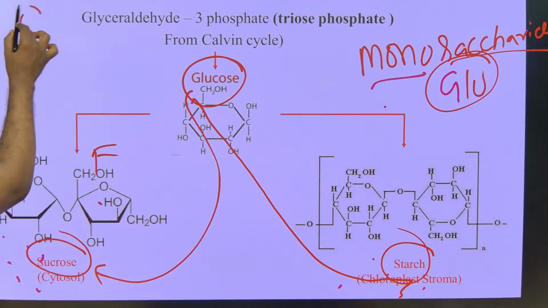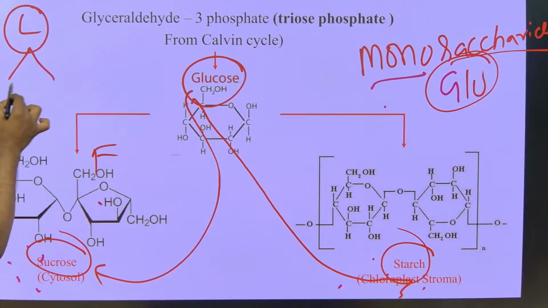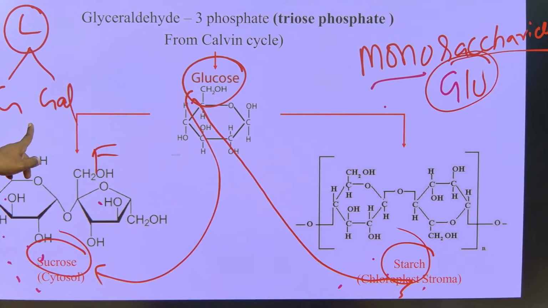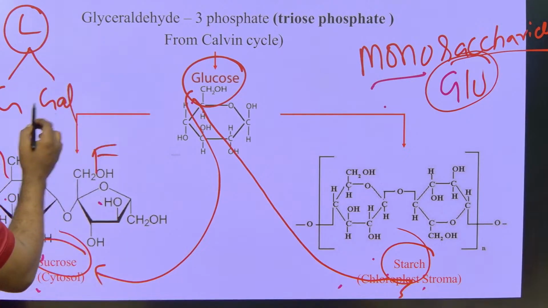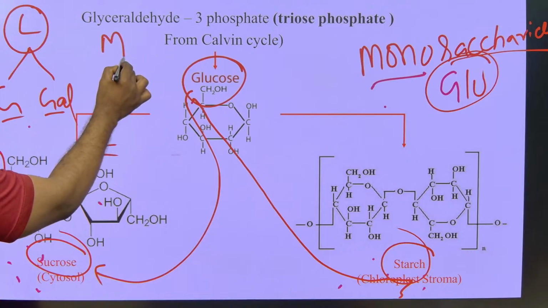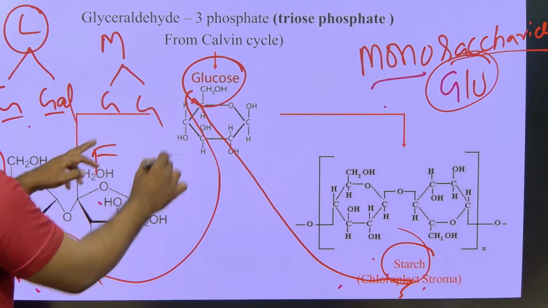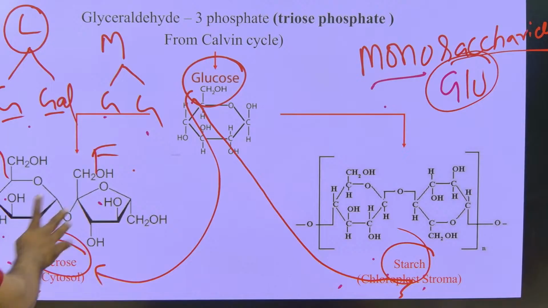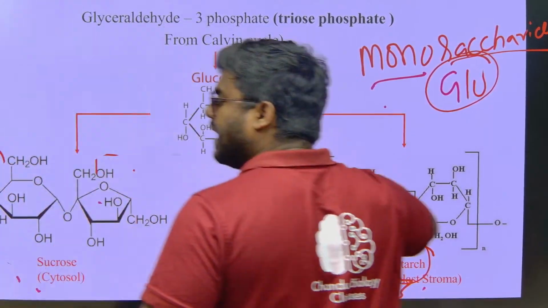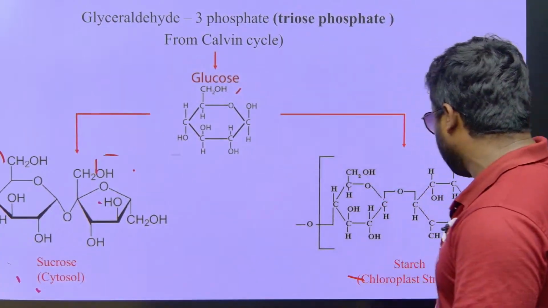Lactose is a disaccharide. Lactose is made up of glucose and galactose. We read in the lac operon also, and we will read in biomolecules as well. Then any other disaccharide, maltose. Maltose is made up of two glucoses. We'll read in the biomolecules. Anyway, here you remember glucose is finally converted into sucrose, and glucose is also converted into starch.